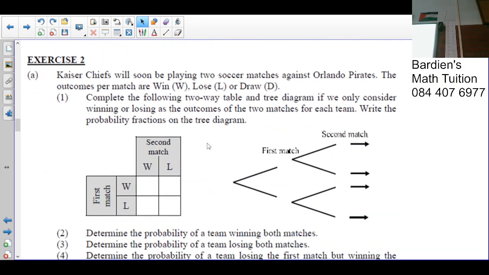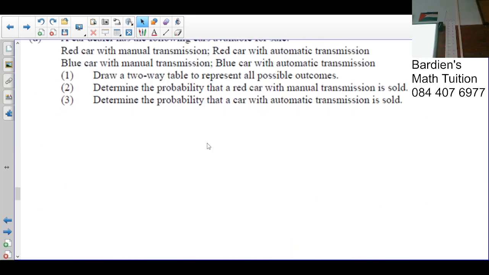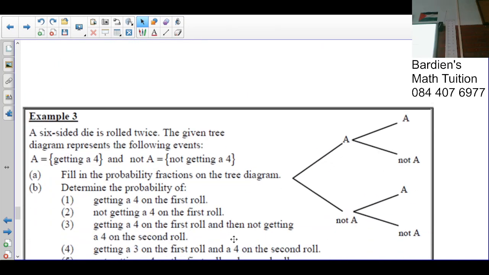With that you will be able to do exercise 2 for homework. Okay. So I'll give you a chance to do your homework now. I'll stop the video at this point.